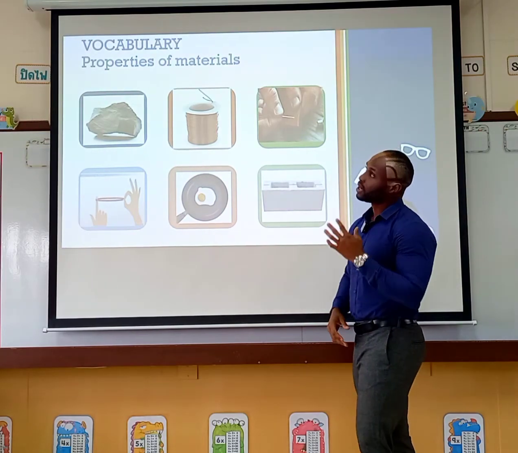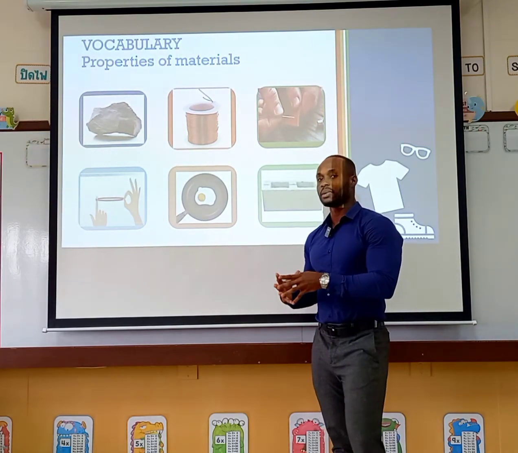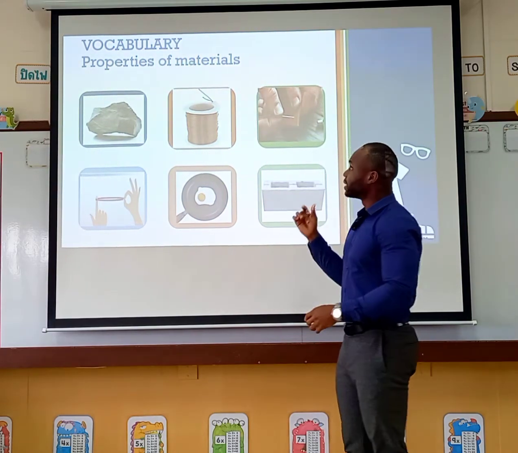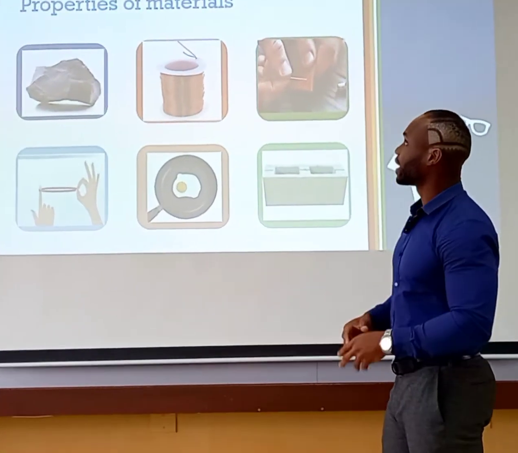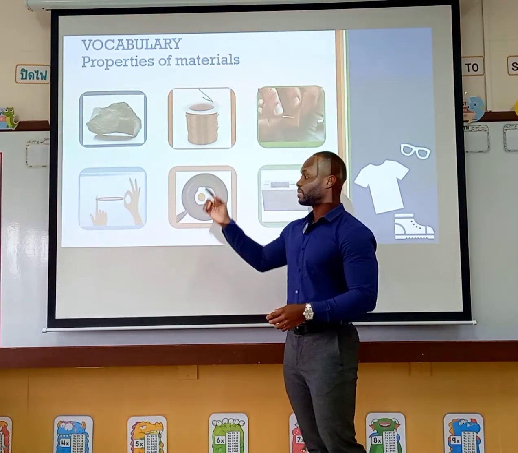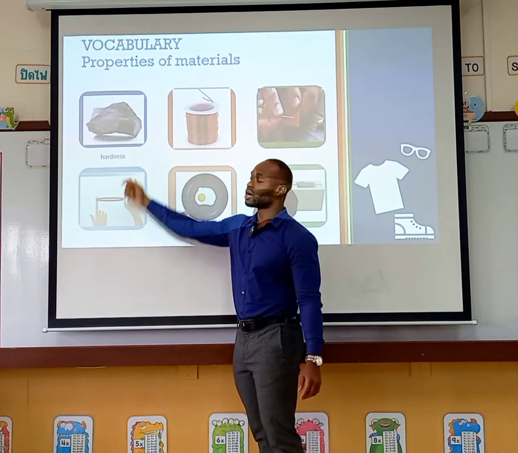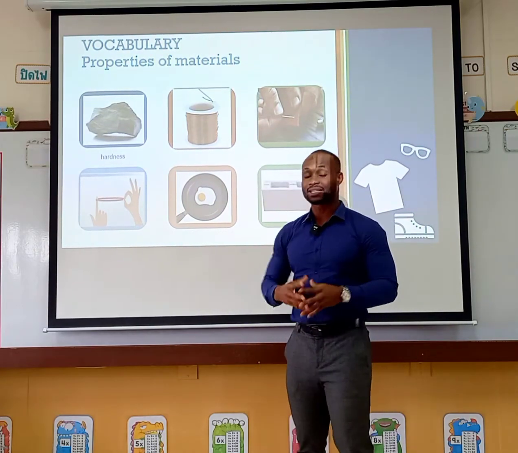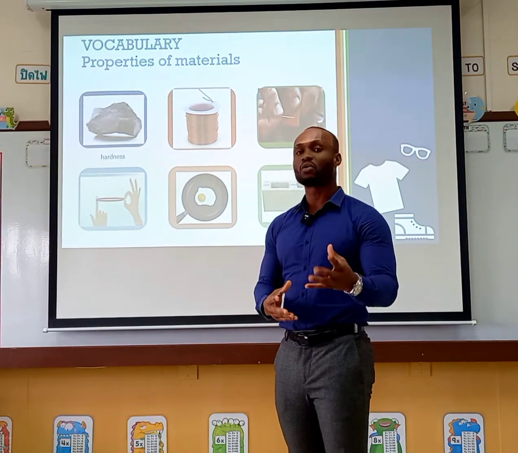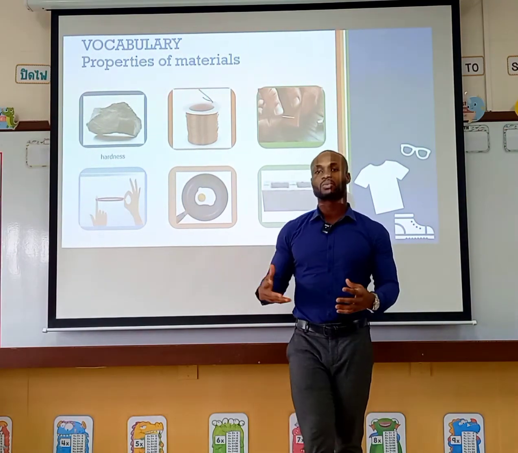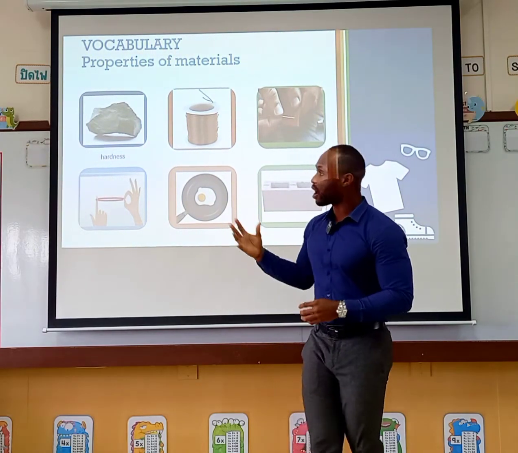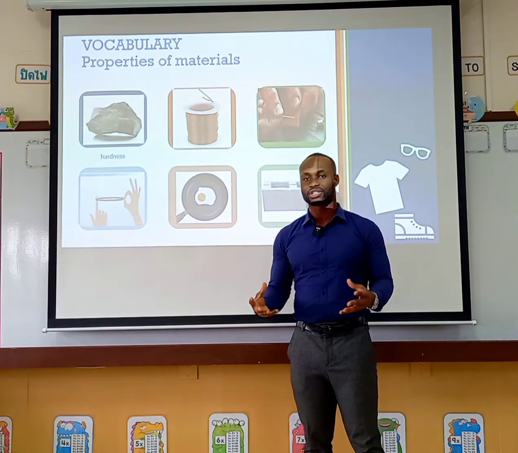All right, so let me just quickly take you through the vocabularies for you to understand some basic terms before we get into the details, okay? So here are the vocabularies of properties of materials. The first one is hardness, okay? Examples of hard material can be rock, stone, brick, hard wood. So rock has a property which is really hard, and hard materials can withstand scratches.